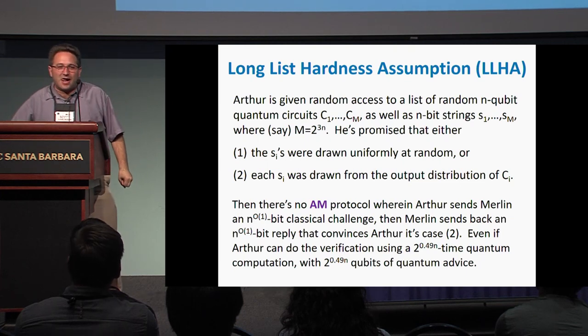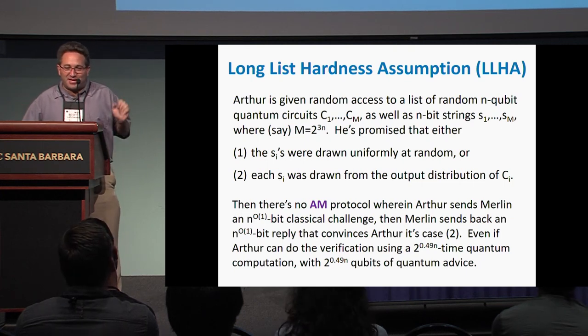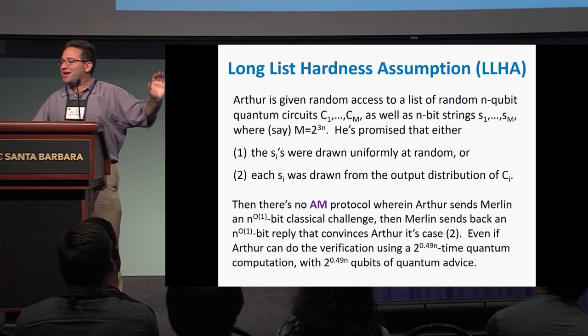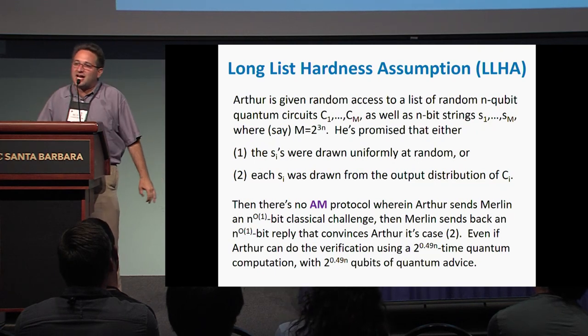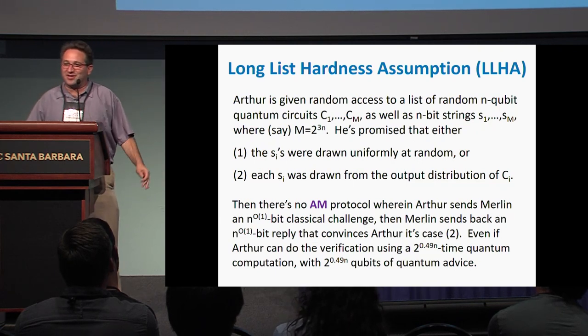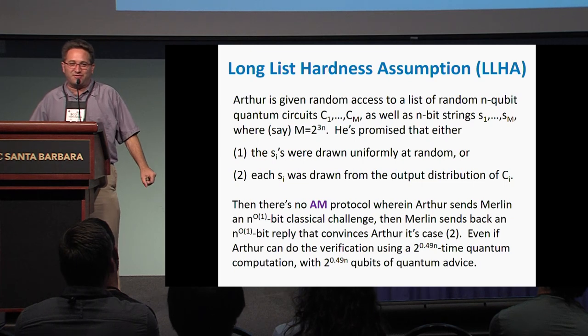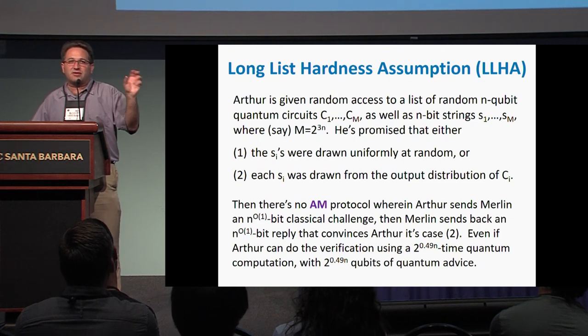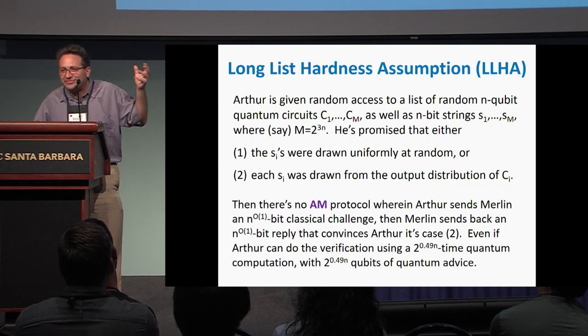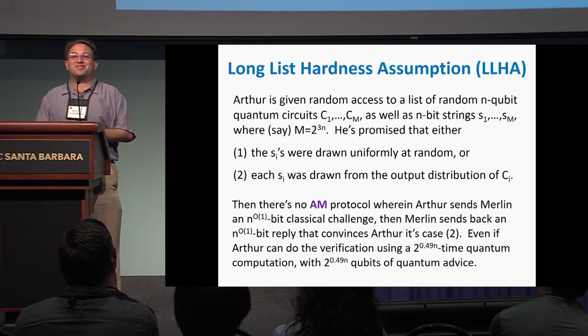But I'm still not done, because you actually get random access to an exponentially long list of quantum circuits and an exponentially long list of strings, and now you just have to decide whether all the strings were chosen uniformly at random or whether each string was chosen from the output distribution of its quantum circuit. All right, so just assume that that's hard.